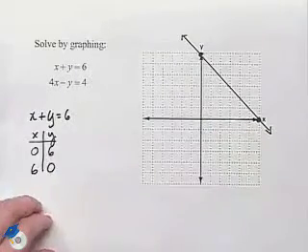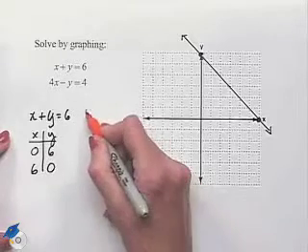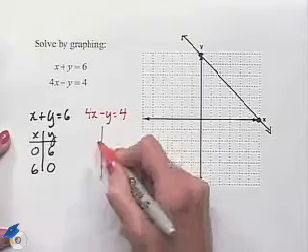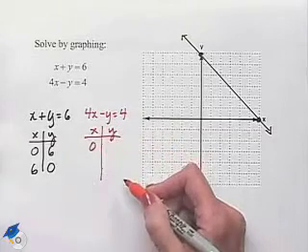Now let's go to the second line. I'll use a different color for this one. We have 4x minus y equals 4. We'll use the same process. Let's substitute a 0 for x and solve for y.